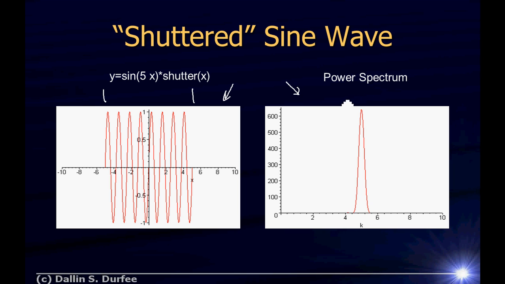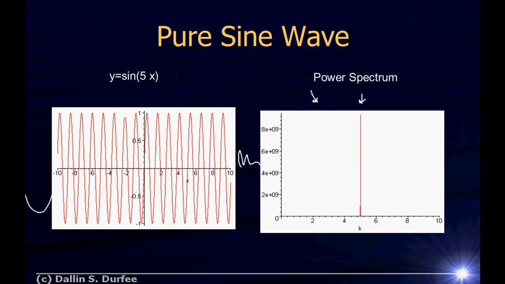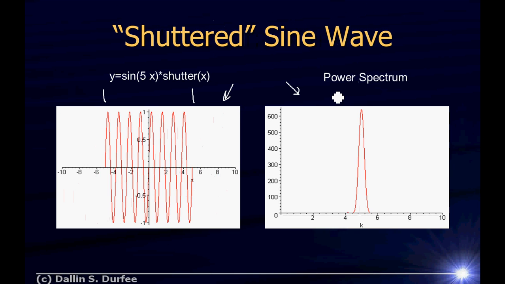It's a spread. So a sine wave that exists everywhere only has one sine wave in it, one wave number, one wavelength. But a sine wave that doesn't exist everywhere, that's not really a sine wave, we chop it off, now it's got a spread of wavelengths in it. It's not just one wavelength, not just one wave number.